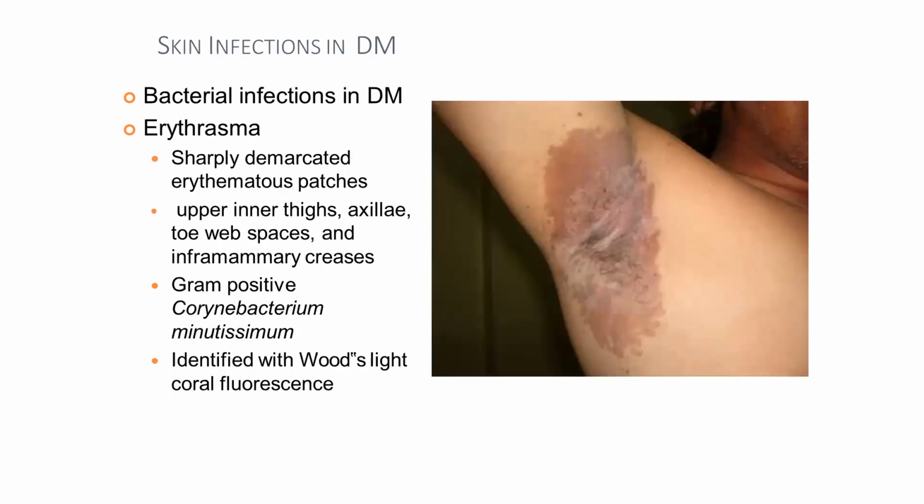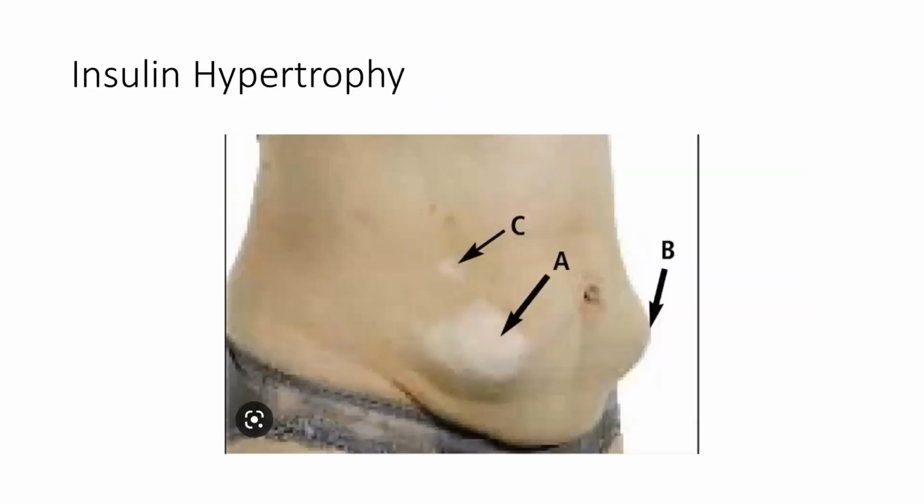Bacterial infections in diabetics: erythrasma, sharply demarcated erythematous patches on the upper inner thighs, axillae, toe web spaces, and inframammary creases, caused by gram-positive Corynebacterium minutissimum and identified with Wood's light as coral fluorescence.